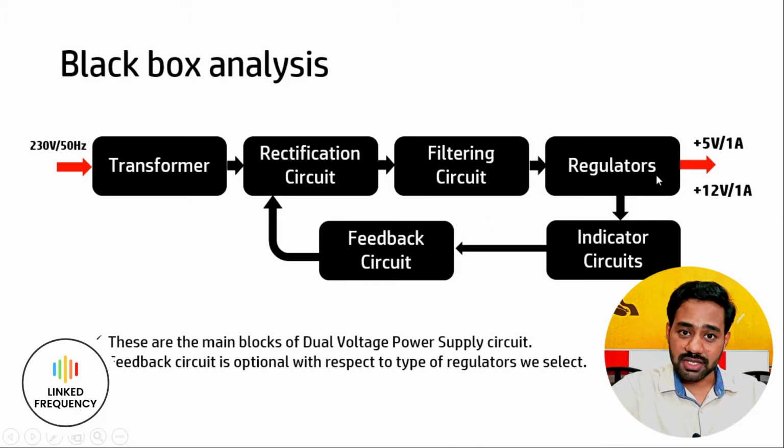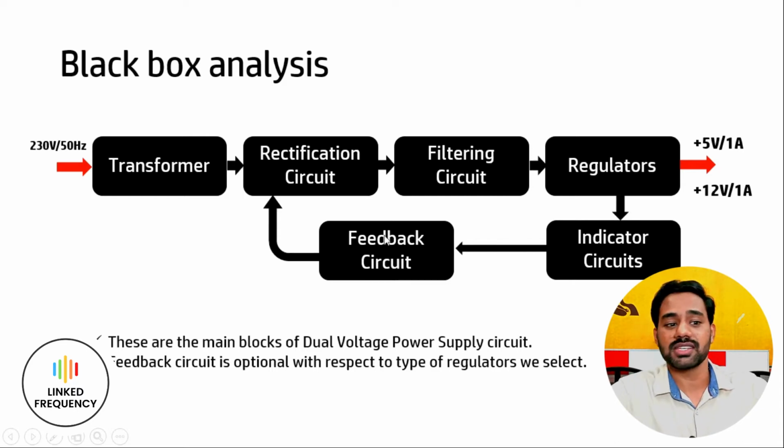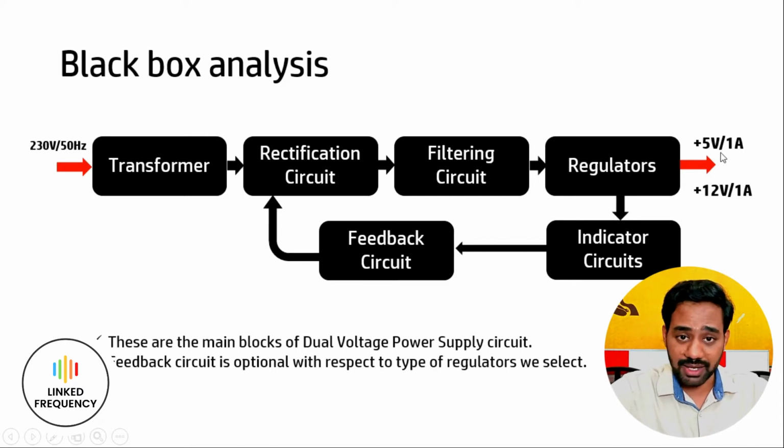In most cases, based on the regulator that we are selecting, there is also a feedback circuit which is used for a closed loop system. For example, if the output voltage is greater than 5 volt, it will send a feedback signal to the rectifier circuit, which will correct it and bring it back to 5 volt. So those kinds of feedback circuits are used in some regulators.